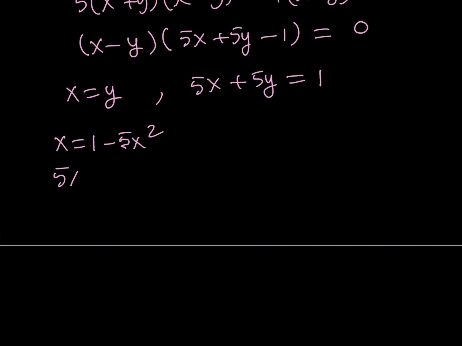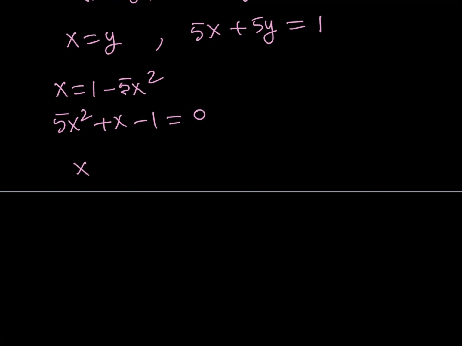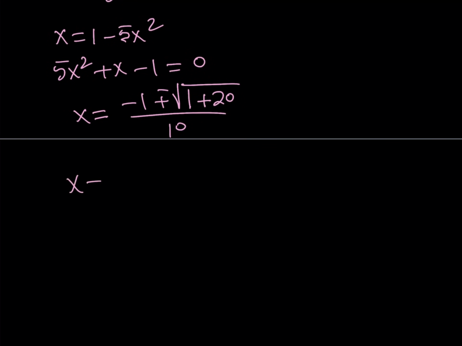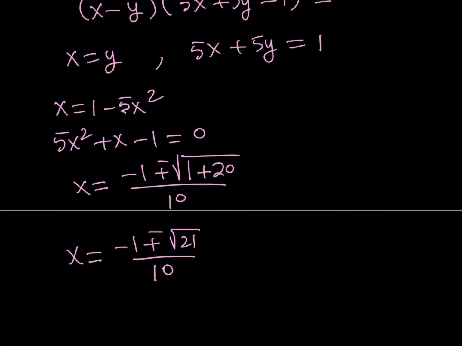And this can be written as 5x squared plus x minus 1 is equal to 0. From here, by using the quadratic formula, you can get negative b plus minus the square root of b squared minus 4ac. That's going to be plus 4 times 5, which is 20. And all of that is divided by 10 because that's 2a. And from here, the roots are going to be negative 1 plus minus the square root of 21 over 10. As you can see, we did not get rational solutions, unfortunately. That's just one branch. Let's go ahead and take a look at the other branch.